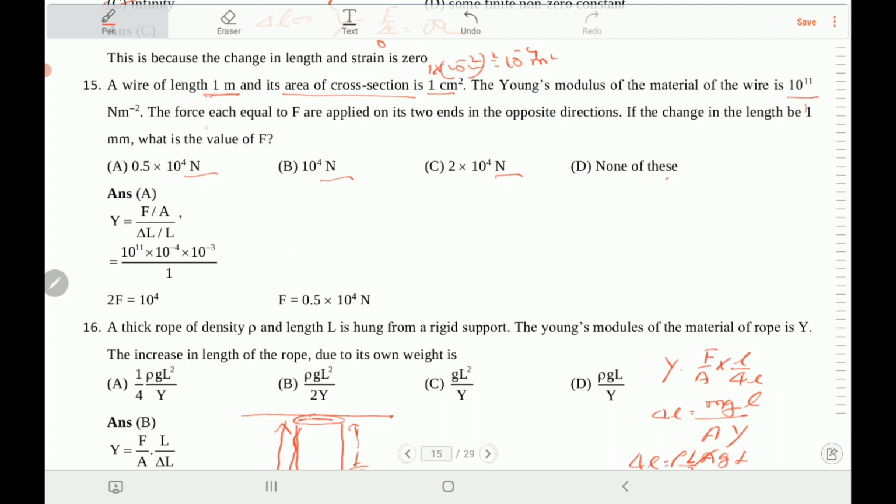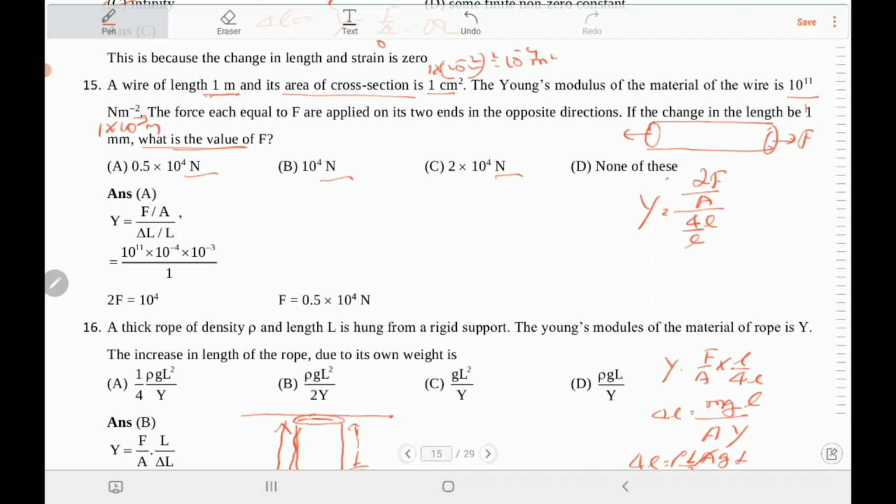The force, each equal to F, is applied on the two ends in the opposite direction. If the change in length is 1 mm, how do you write 1 mm? 1 into 10 raised to power minus 3 meters. What is the value of F? The situation: there is a uniform cross-sectional wire. At both ends you are applying a force, F. So what is the total force applied? Total force applied is 2F per unit area, whole divided by delta L by L. What is this? Young's modulus.